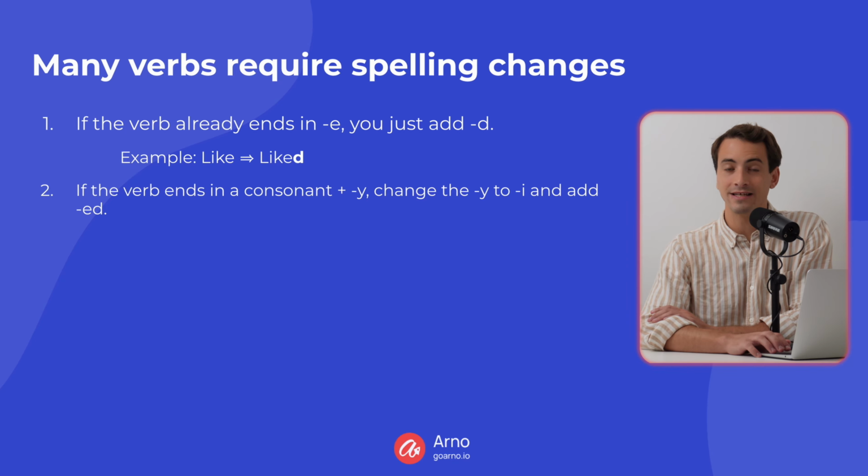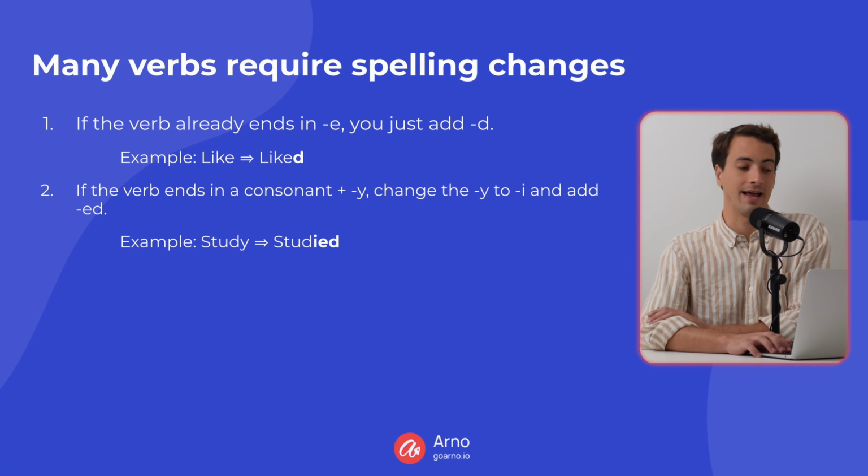If the verb ends in a consonant plus y, you change the y to i and then add ed. For example, study ends in a consonant, d, and y, so we change it to be studied, with ied.